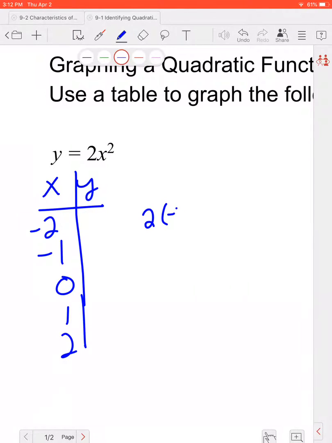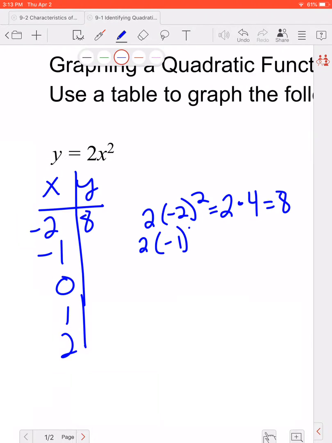So 2 times (-2) squared. Notice I put this -2 in parentheses. That's what I'm plugging in, okay? I want to make sure that I put that in parentheses so when I do the squared part, it ends up working out right. So the 2 is going to carry over, and (-2) squared becomes 4. So we're going to have 2 times 4, because negative times negative is positive. 2 times 4 is 8.